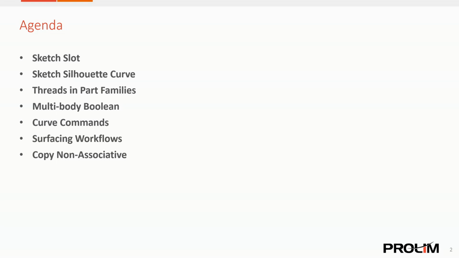And we'll talk about some enhancements in general to the Boolean system that kind of give you access to more multi-body functionality. We'll then go through some curve commands that have been updated. We'll talk about some surfacing workflows that might have changed a little bit in some avenues for those of you who do a lot of surfacing. And then we'll also talk about a new tool called Copy Non-Associative that allows users to make non-associative copies of their geometry.